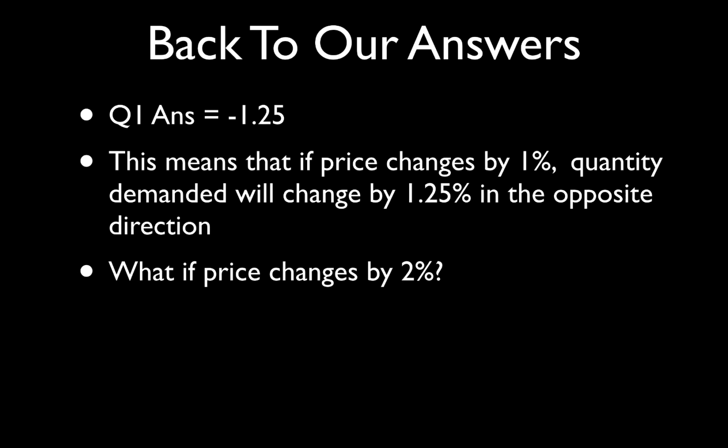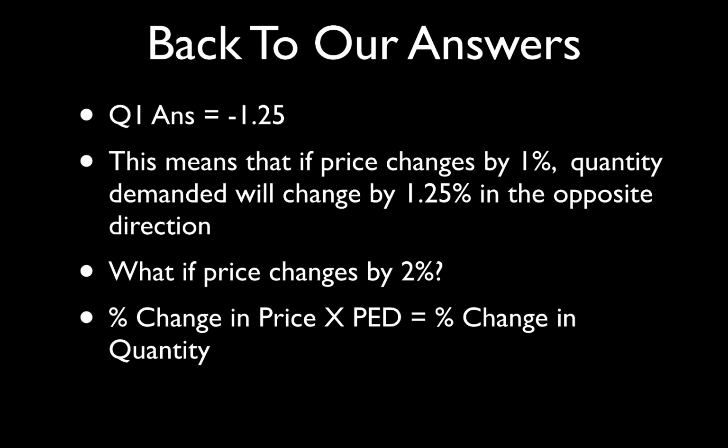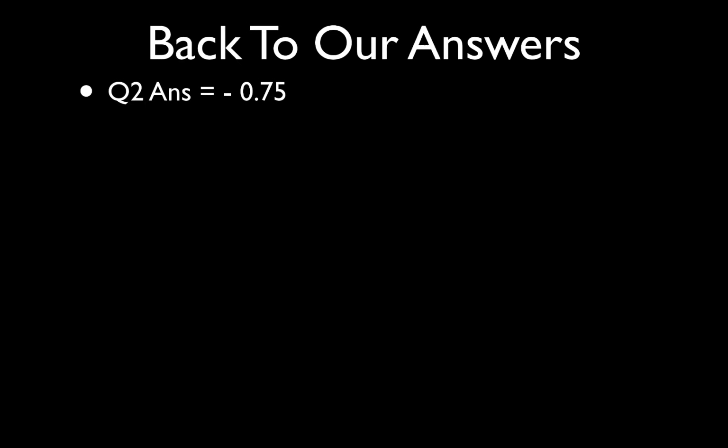But what if price changes by 2%? Well, again, we're just using that formula, okay? So all we're saying here is 2 times 1.25, which is 2.5%. If price rises by 2%, quantity demanded will fall by 2.5%. Very important thing to keep in mind. Okay, question 2. The answer was, or the PED was, minus 0.75.